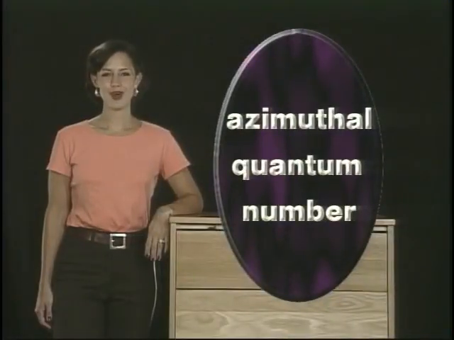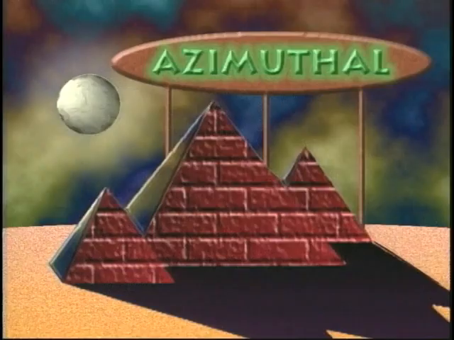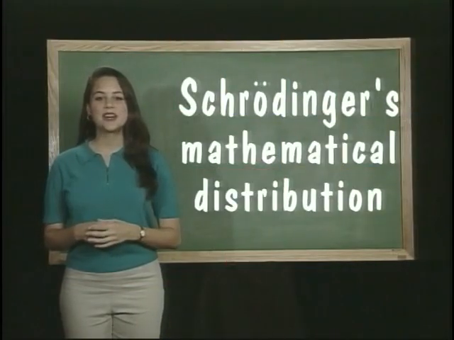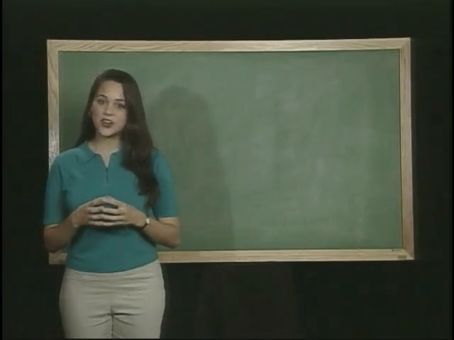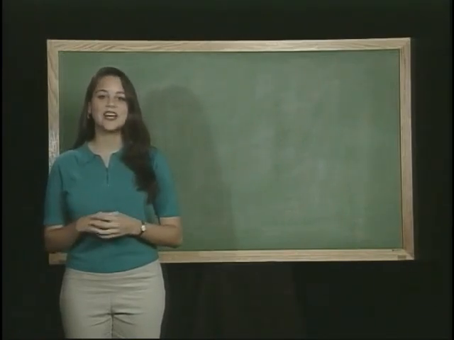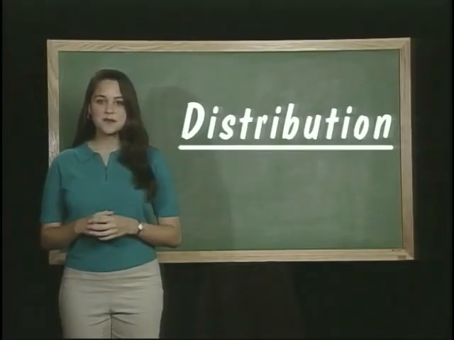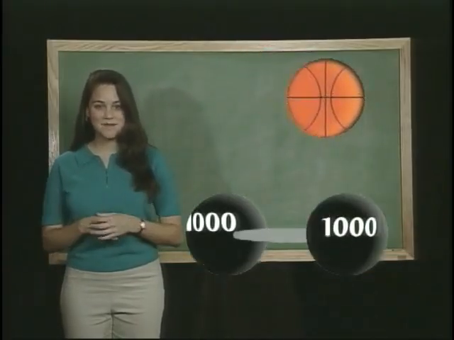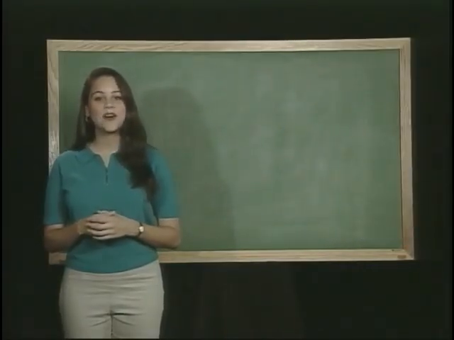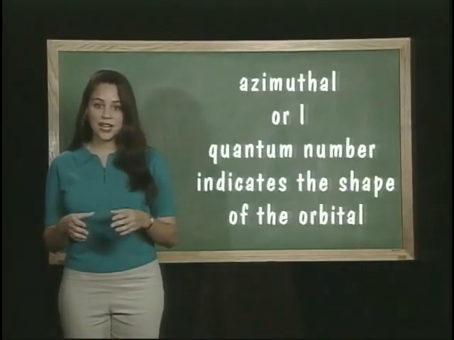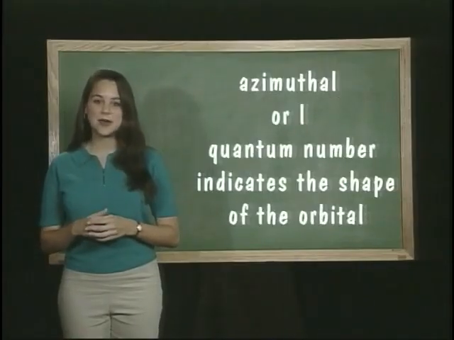The azimuthal quantum number, represented with a lowercase l, defines the shape of the orbital. Straight from the temple of Azimuthal. Schrödinger's mathematical distribution indicates an area around the nucleus in which the electron is likely to be. That area, also called the distribution, forms a shape like a sphere shape or a dumbbell shape. We'll get to the specific shapes of the orbitals in a minute. For now, just remember that the azimuthal, or l, quantum number indicates the shape of the orbital.